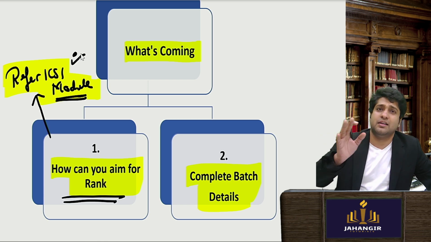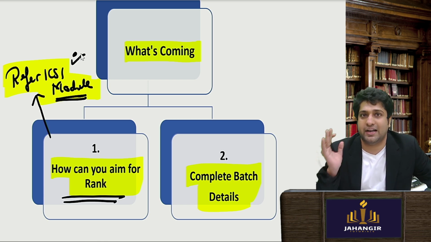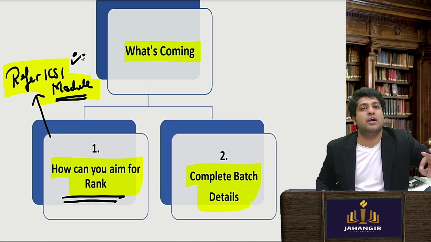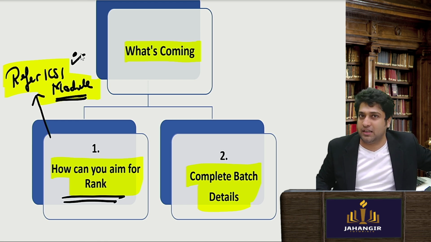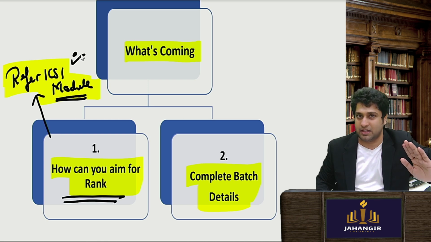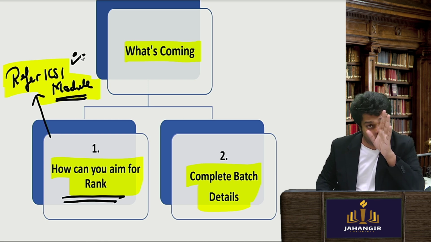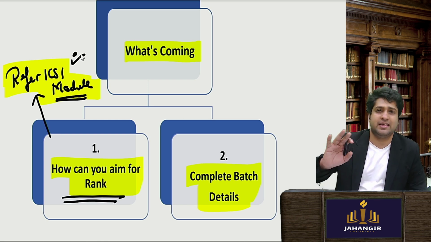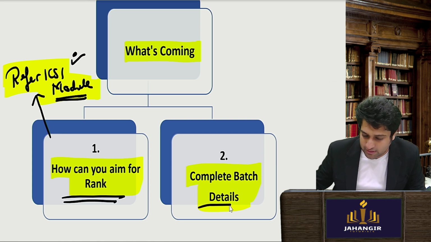Second, what you should not do to get a rank: you should not refer to any other study material. Study material gets outdated in no time. Refer to the latest ICSI study material, which I'm going to do for all of you, for 2025, and that's what you do. And now we begin with our batch details as well.